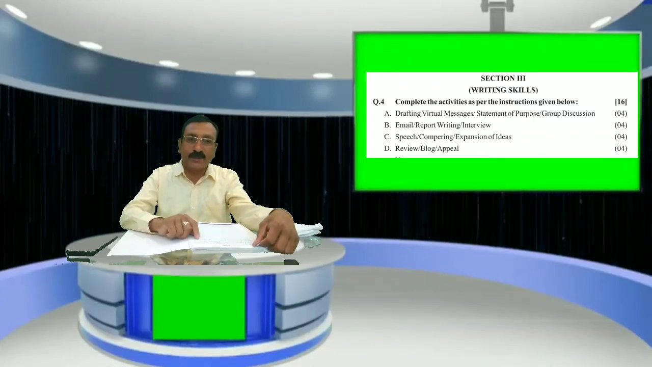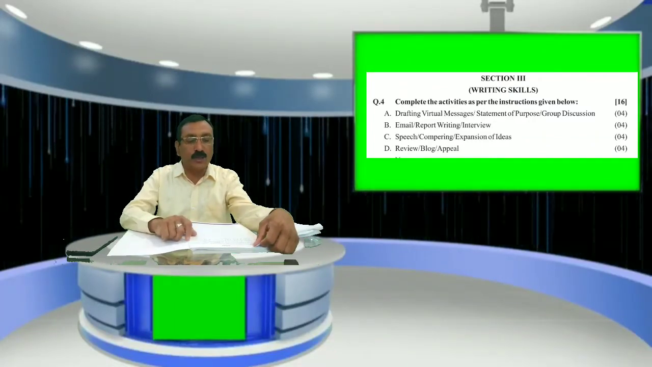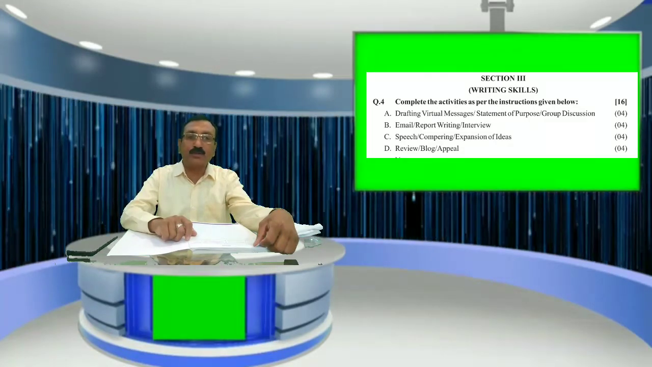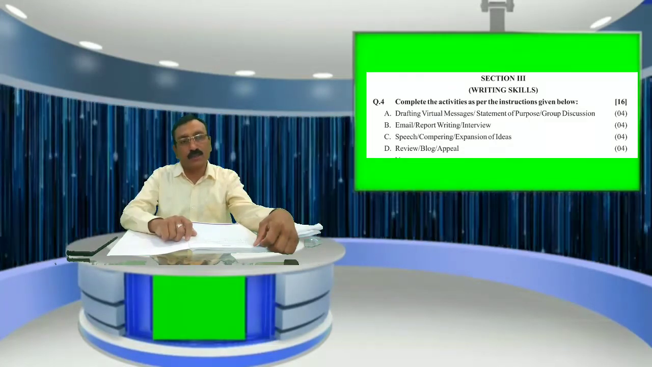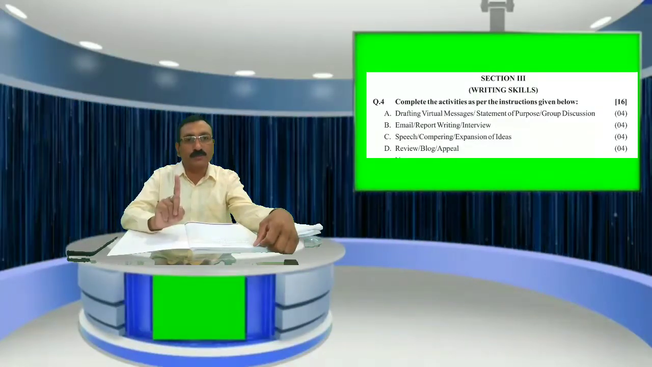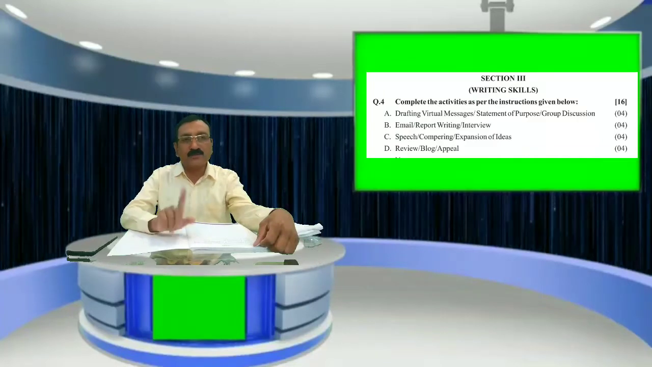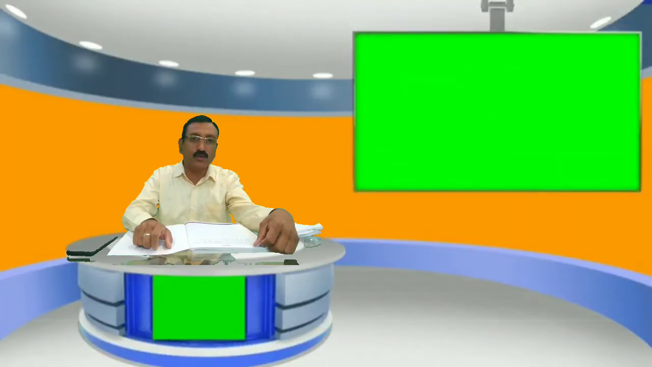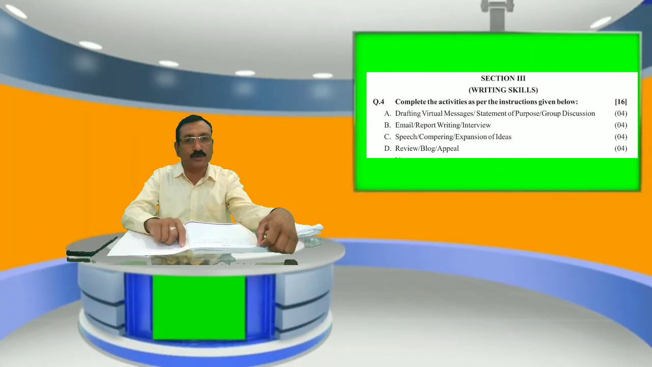In the next set, that is C, you will have speech, comparing, expansion of ideas. Here also you are expected to select one writing skill. In the last set, that is D set, you will have review, blog, appeal. So here also you need to select one writing skill.